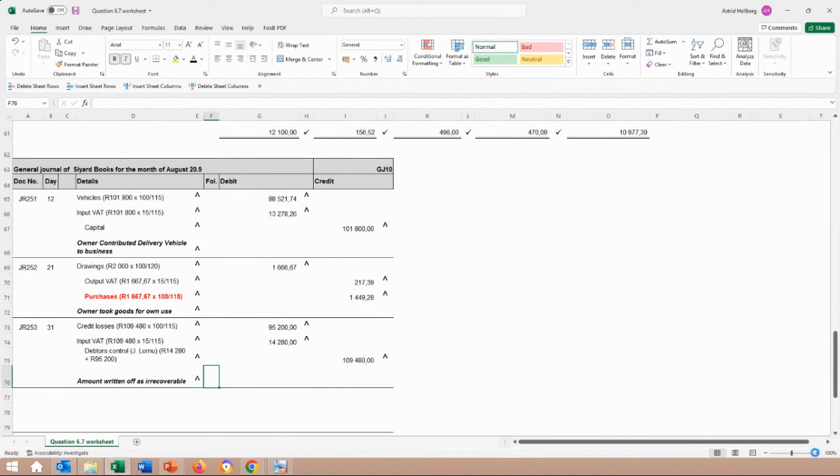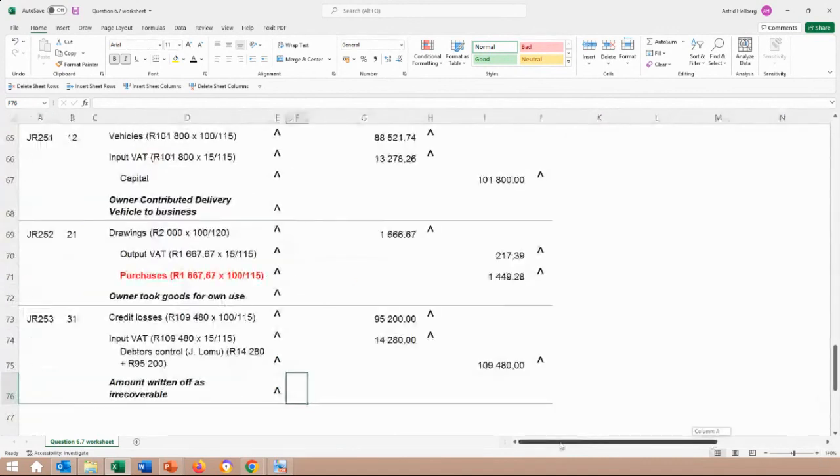Let me just make this bigger for you guys so you can see it better on the screen. It would be excluding VAT, and then we would claim input VAT. Because we raised output VAT on the sale initially, when we have to write it off as bad debt or irrecoverable amount, SARS then allows us to claim the input VAT on that transaction again.